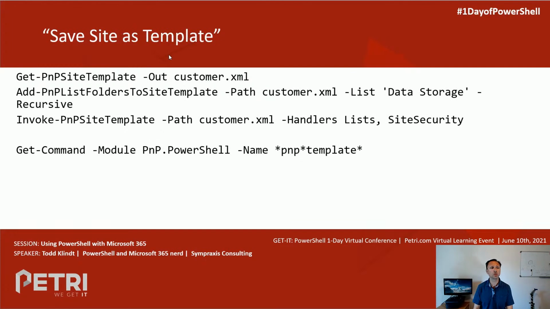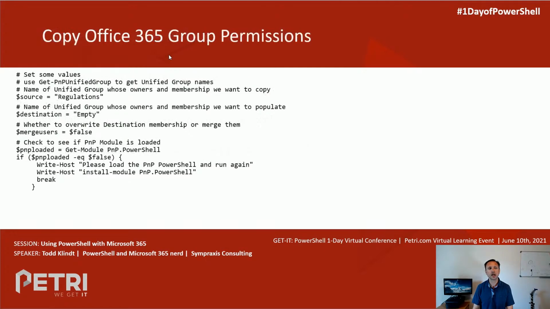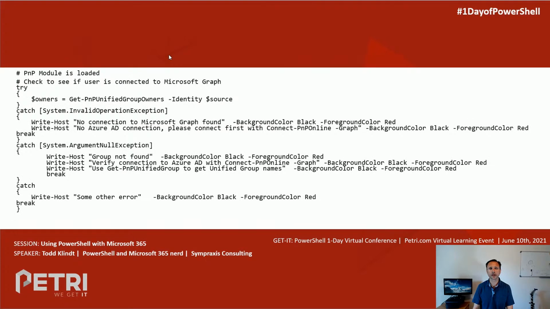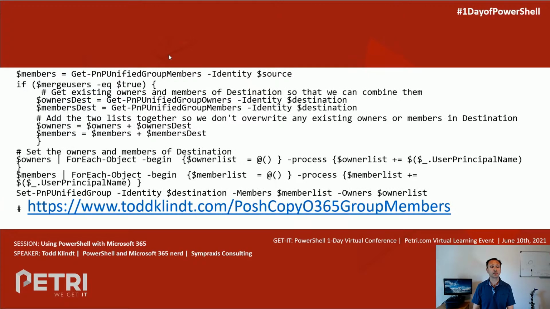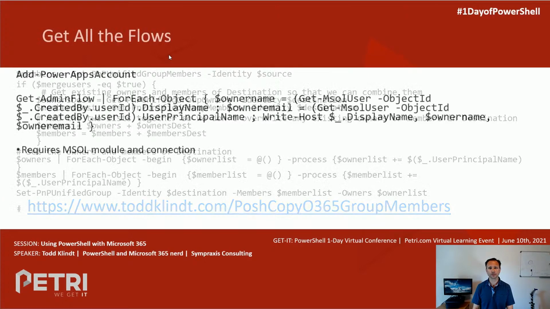Wanted to let you know that you can do some site templates inside of SharePoint, saving them, adding files to them, that kind of thing. The big takeaway from this slide is that thing at the bottom, Get-Command *PnPTemplate*, that'll show you how to get them, save them, import them, execute them, all that. I threw this in here to kind of show you how to get Microsoft 365 group permissions, because that's a little tricky. I don't have time to go through it right now, but that's something to read through.